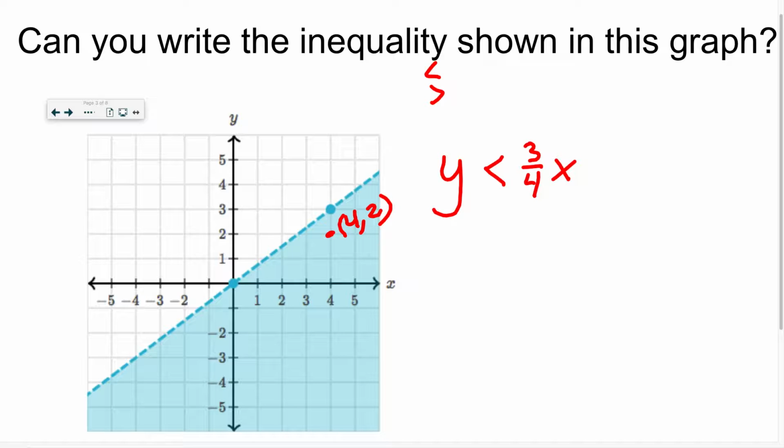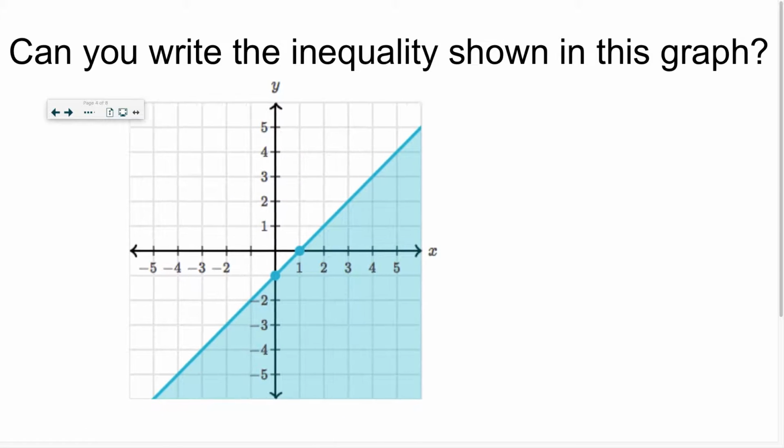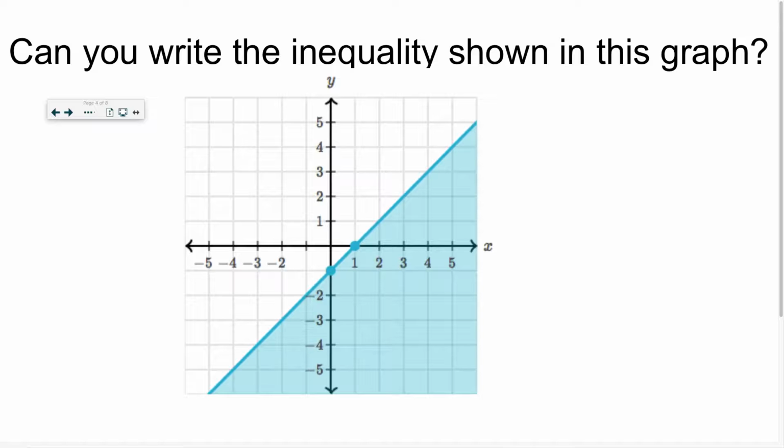Alright, good job. We'll do one more of these and then we're going to move on to systems of inequalities. Go ahead and work through this one in your groups.